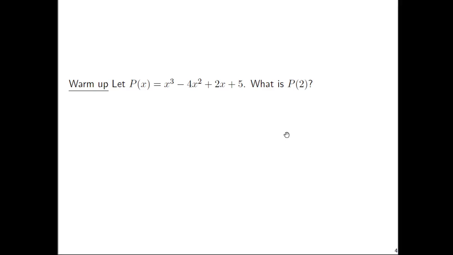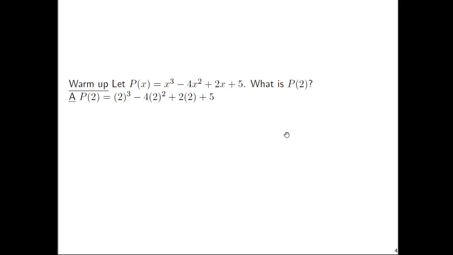Right, as a warm-up, and I know it sounds a little silly, but let p of x equal x cubed minus 4x squared plus 2x plus 5. So you have this function. It's a polynomial function. What is p of 2? Go ahead and work it out. Try pausing first. I know this sounds silly, but you should work it out.